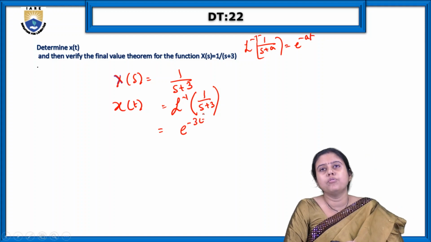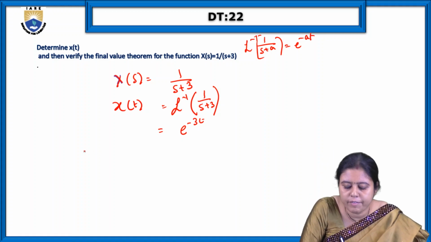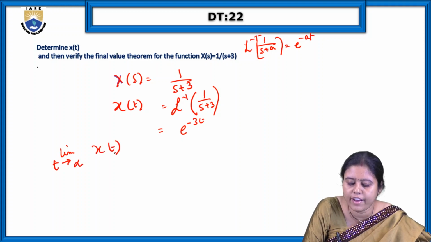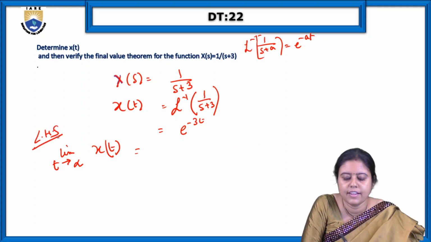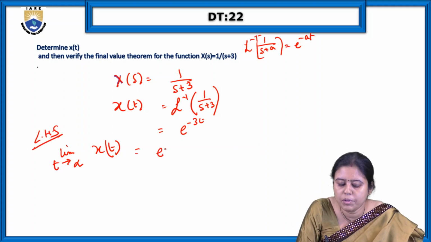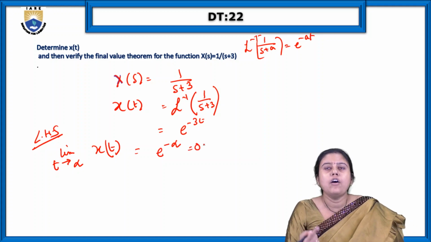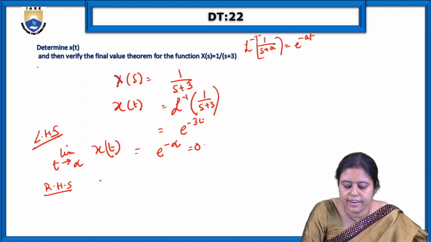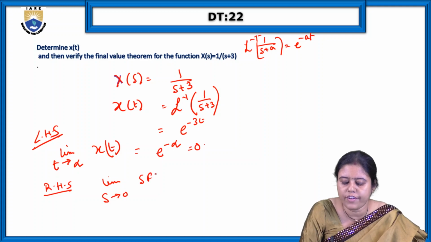Now we have to verify the function for the final value. Final value, what does it tell? Limit t tends to infinity xt. So what is the value of this LHS? LHS, the left hand side, e to the power minus infinity, so the value is 0. Now we are calculating the RHS. RHS is telling limit s tends to 0 of s Fs.